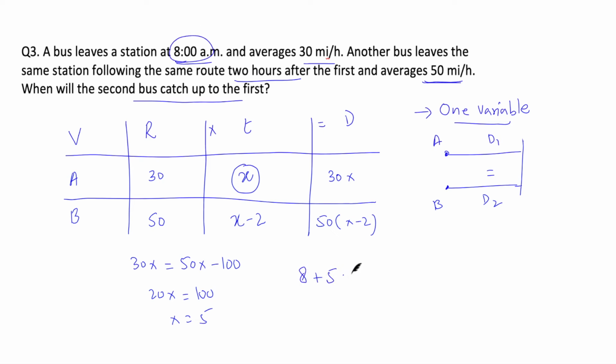8 plus 5 is, we have 13, which means that at 1 p.m., train B caught up to train A. That's it.